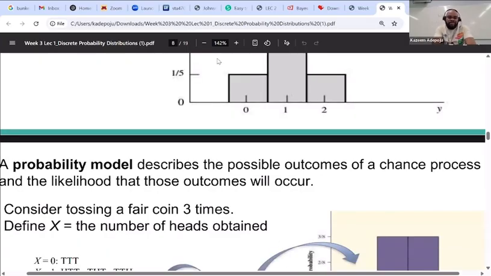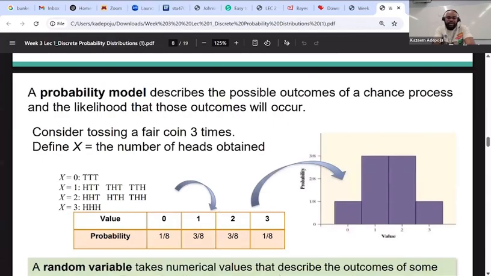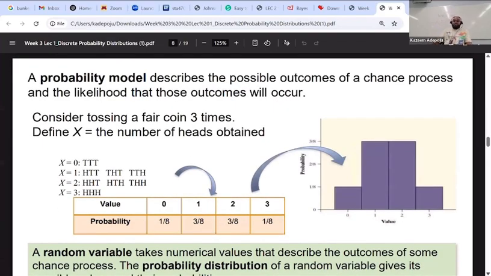I want to go to another example, where we talk about a probability model in general, that describes the possible outcomes of a chance process. I told you a probability model is a mathematical function to model, to depict random phenomenon. How can we quantify random phenomenon? We use a probability model for that. Now, I want to go into another example.